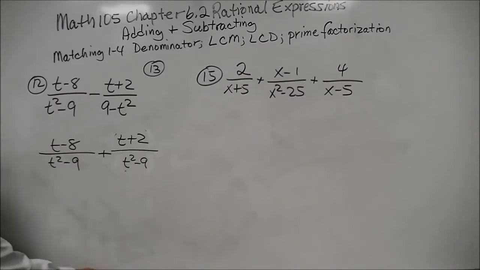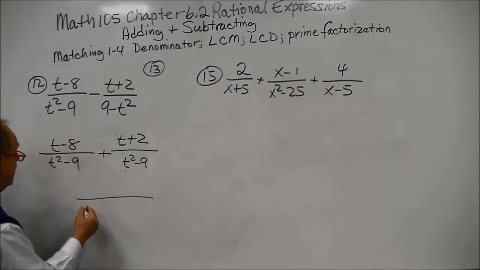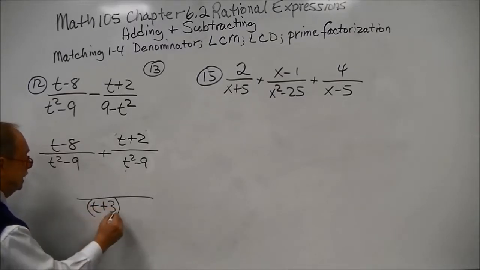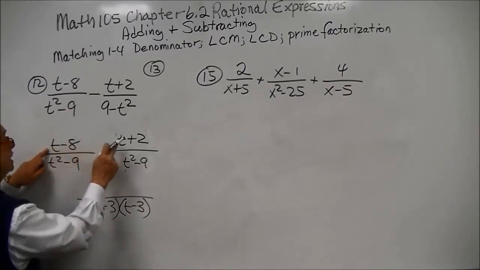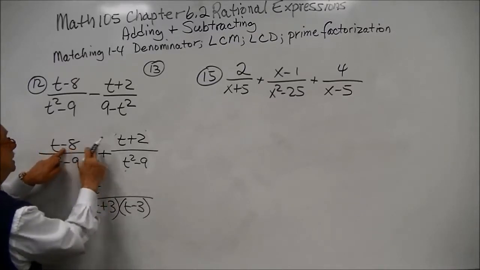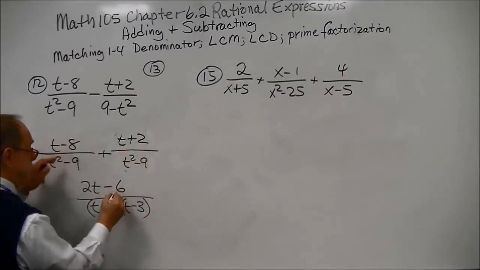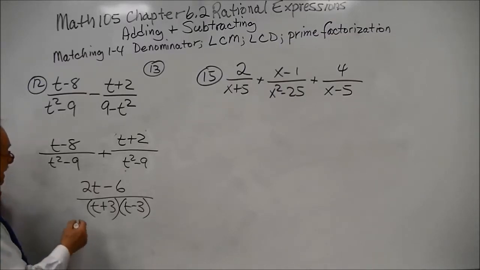So we now have, as we used before, I don't know if they want us to factor that. We're going to factor it anyway. It's going to be t plus 3, t minus 3, and this is going to be t plus t is 2t, a negative 8 plus 2 is a negative 6. Yeah, they do want us to factor it. Can you see what's coming up? This is where, I think, the joy of math, if you can see it.